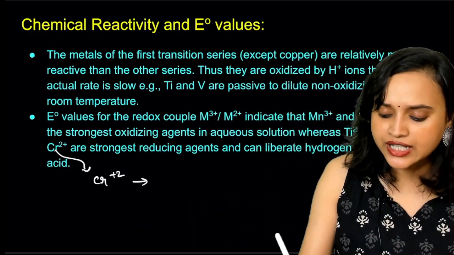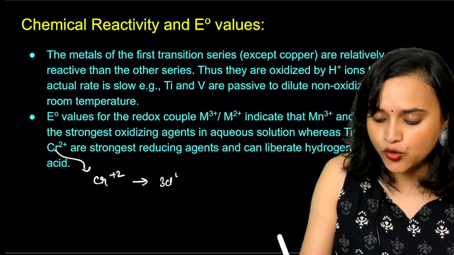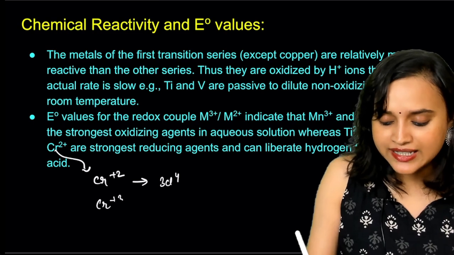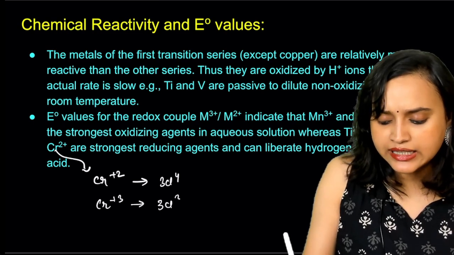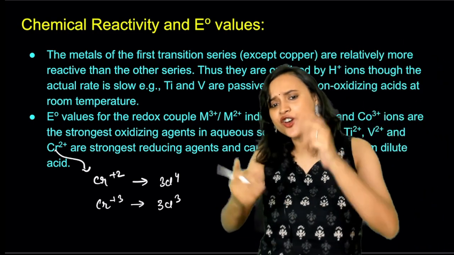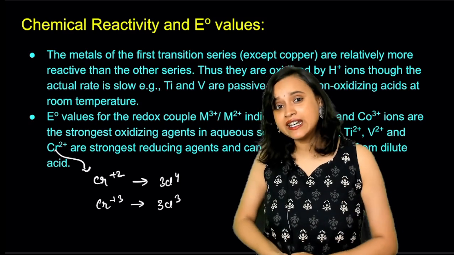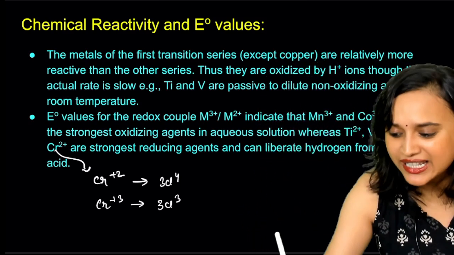See, chromium, if it has lost 2 electrons, it will be 3d4, correct? But chromium, if it is in plus 3, that means it is going to be 3d3. Ma'am, 3d3 too is not half filled also. How come 3d3 is more stable?